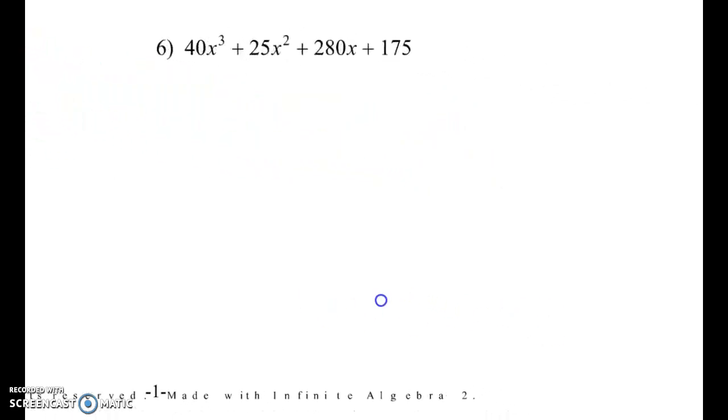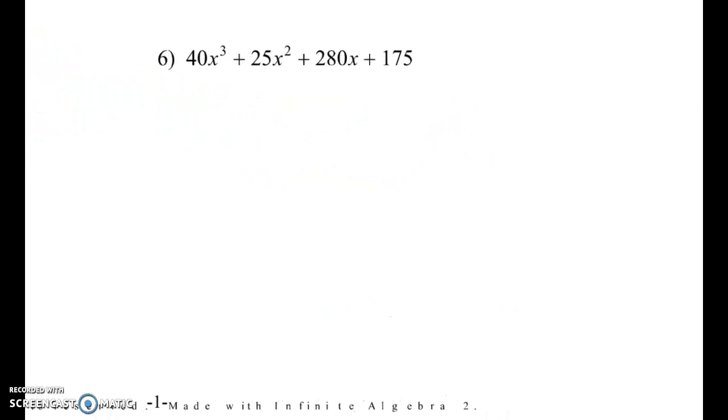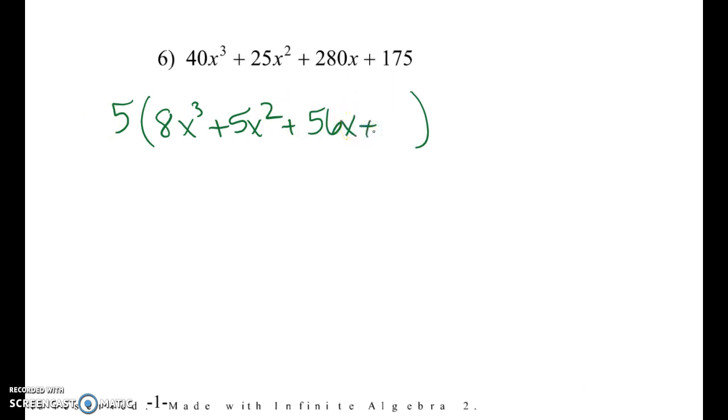All right, one more factor by grouping here. So the first step in all factoring questions is to see if there's a common factor amongst all of them. And right away I see 40, 25, 280, and 175, and I believe 5 goes into all of those, so let's check. 40 divided by 5 is 8x cubed. 25 divided by 5 is 5x squared. 280 divided by 5 is, let's see, 5, 6, so 56x. And 175 divided by 5 is, let's see, 35.